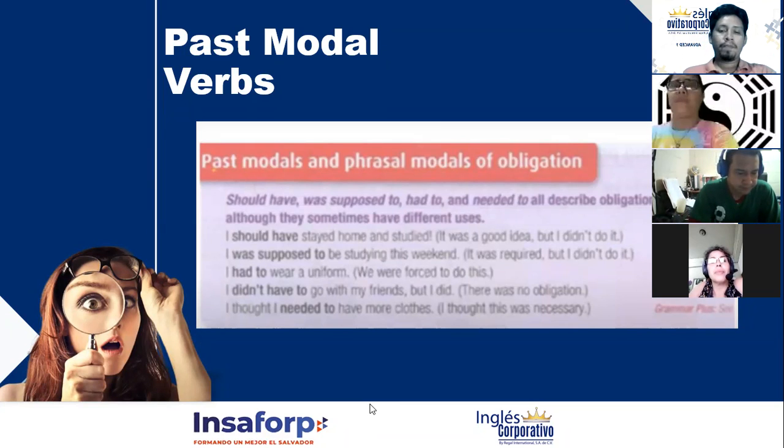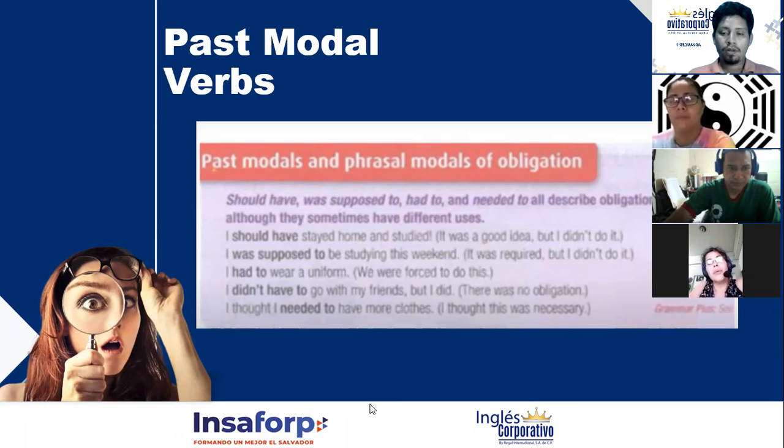And the last one, need to. This expresses something that was supposed to be necessary to do. We have the example here, it says, "I thought I need to have more clothes." You know, I thought that means that right now it is necessary because I didn't do it before, but right now it's so necessary.